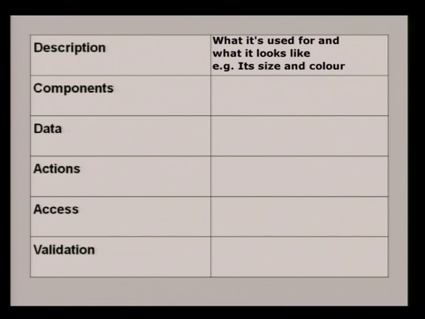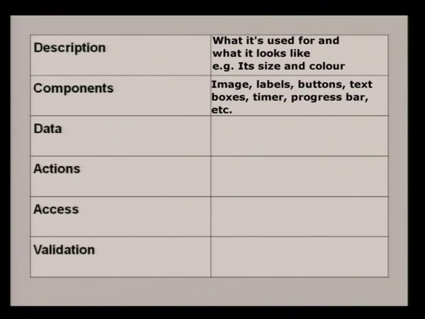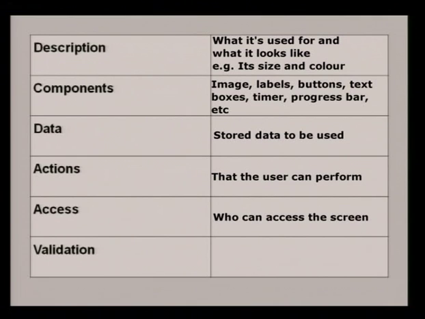Descriptions, such as what it's used for and what it looks like, for example, its size or color. Components like image, labels, buttons, text boxes, timer, progress bar, etc. Data, that is the stored data to be used. Actions that the user can perform. Access, meaning who can access the screen, and validation. In other words, is it required or not?